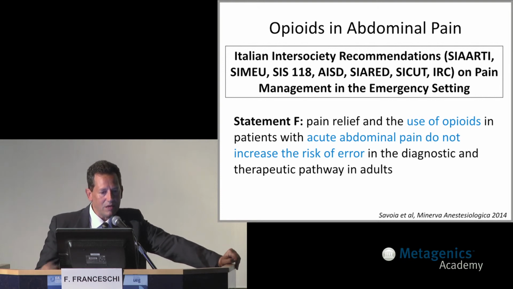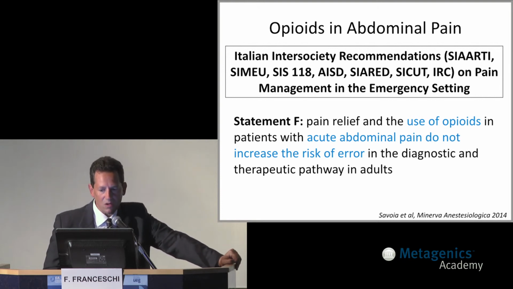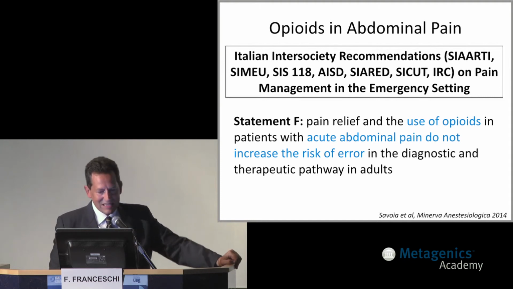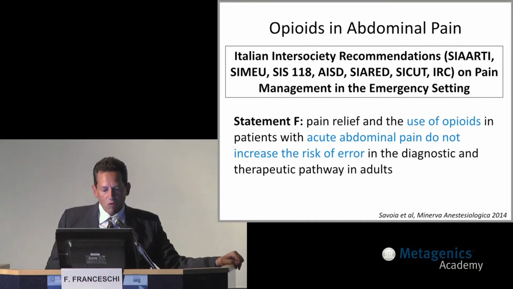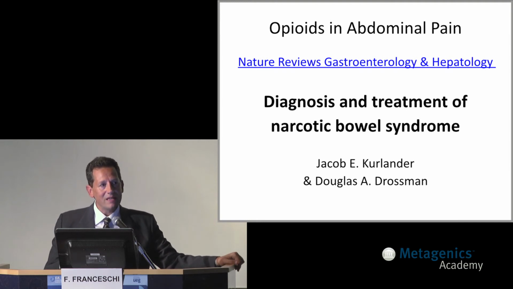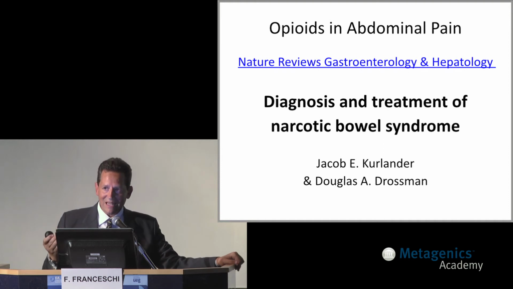This is why this is the Italian intersociety recommendation for the management of pain and abdominal pain in the emergency setting. In statement F, as you can see here, pain relief and the use of opioids in patients with acute abdominal pain do not increase the risk of error. So we can also use opioids, but we have to consider that in the acute phase there is no problem in the administration. There are no specific side effects.